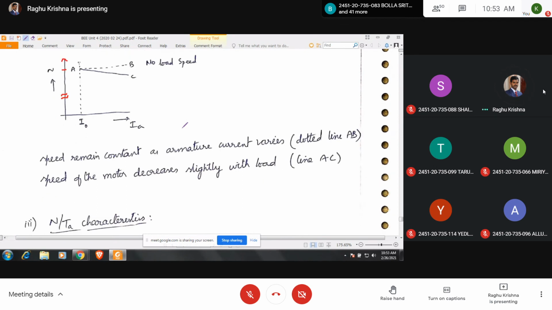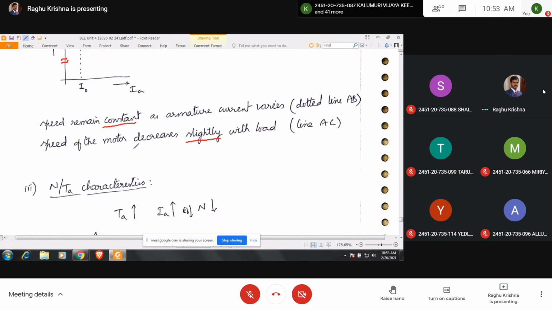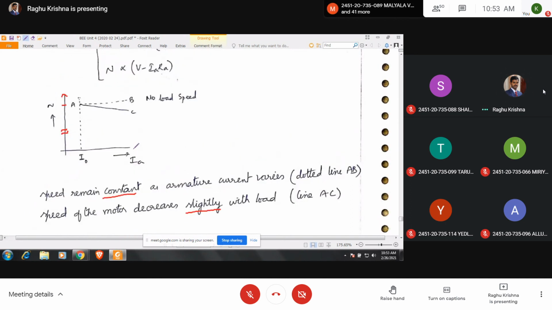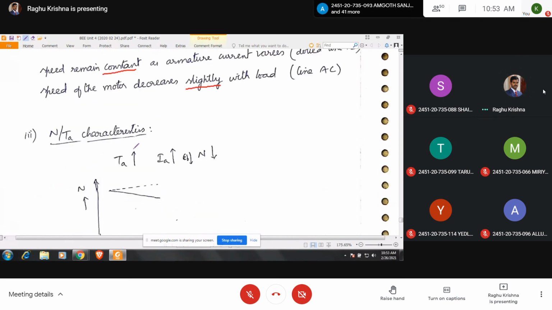See here, the speed of the motor decreases slightly with the load. Okay, the speed remains constant. So here you can tell the DC shunt motor is a constant speed motor, and it is used where constant speed is required. The applications where constant speed is required, there we use the DC shunt motor.